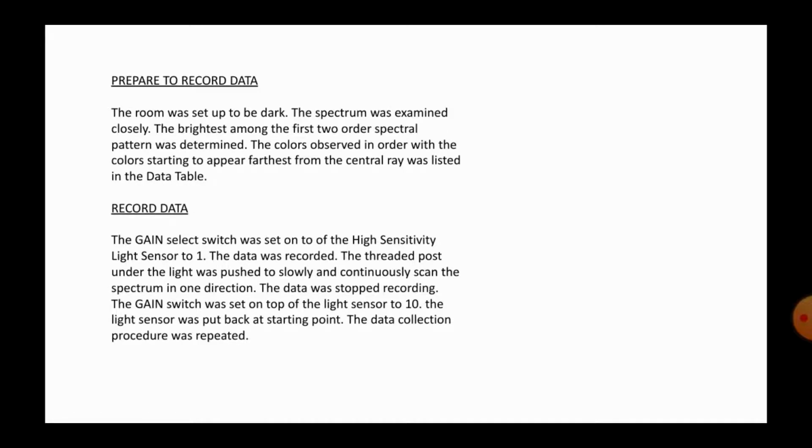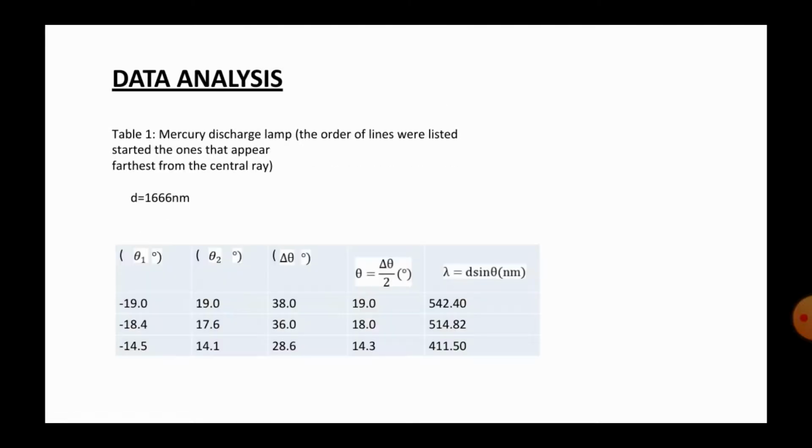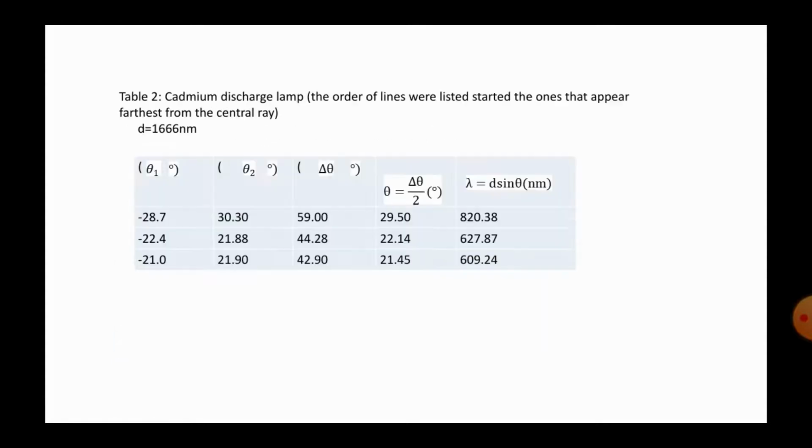Set the room to be dark. The spectrum will be examined closely. The brightest among the first and second order spectral patterns will be determined. Use the gain switch to record data. This is the data obtained for mercury. This is for cadmium.